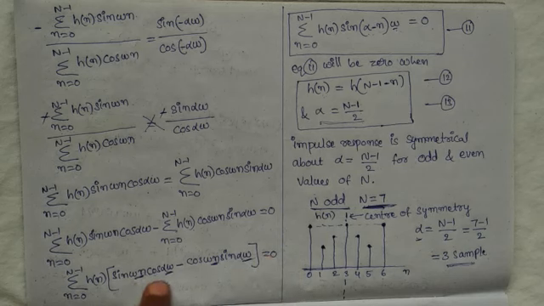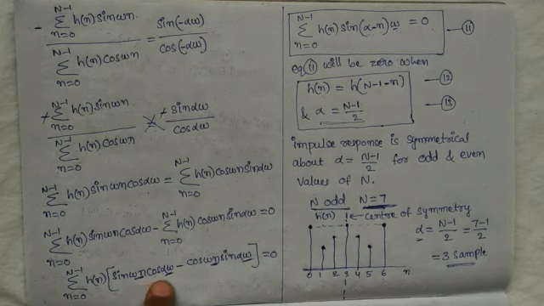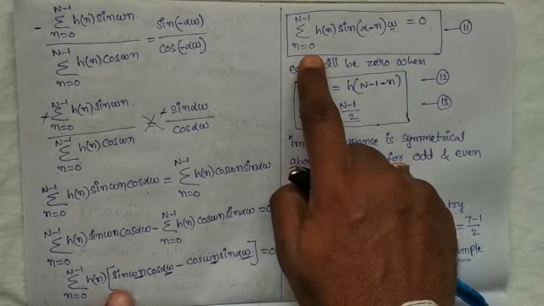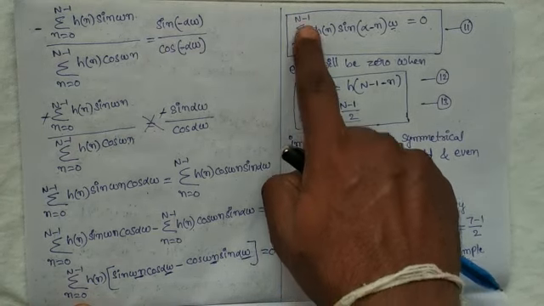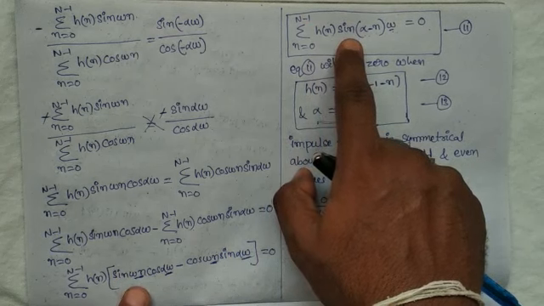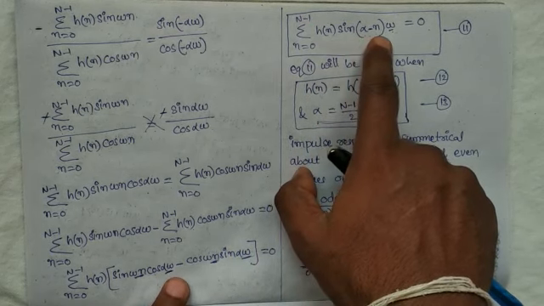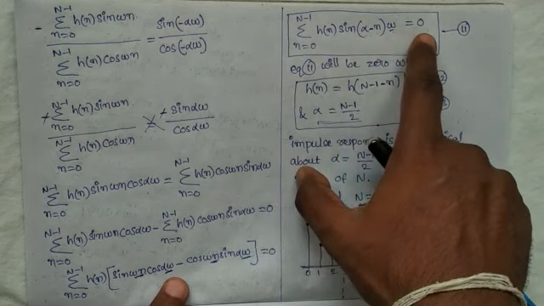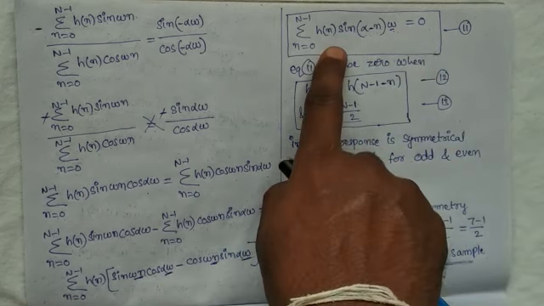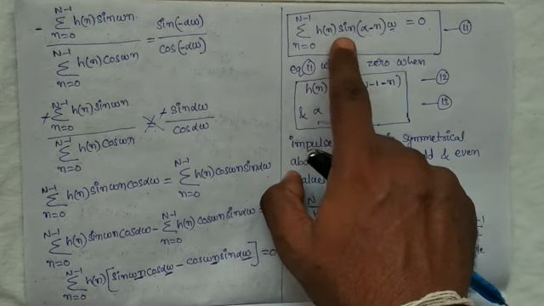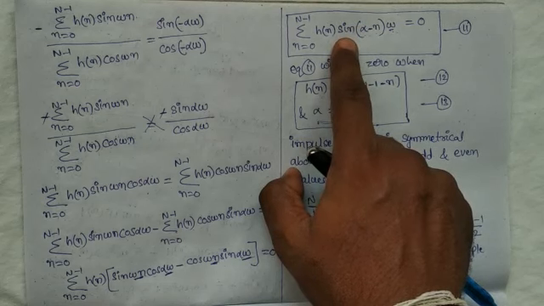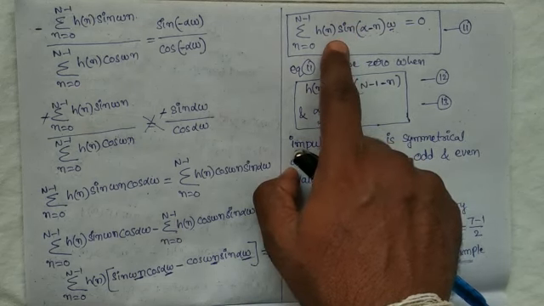Sin of n, here this can be written as sin of n minus alpha omega or sin of alpha minus n. Here I am writing this one is equal to summation n is equal to 0 to capital N minus 1 h of n sin of alpha minus n into omega is equal to 0. Actually this equation is 0. This equation will be 0 when this equation becomes 0.